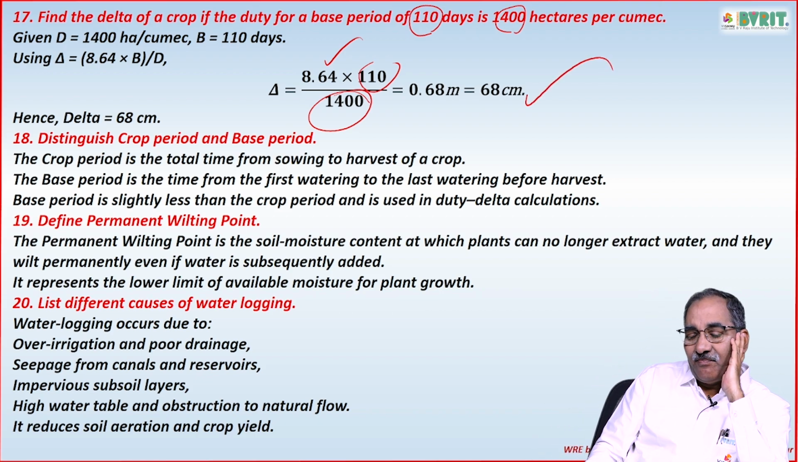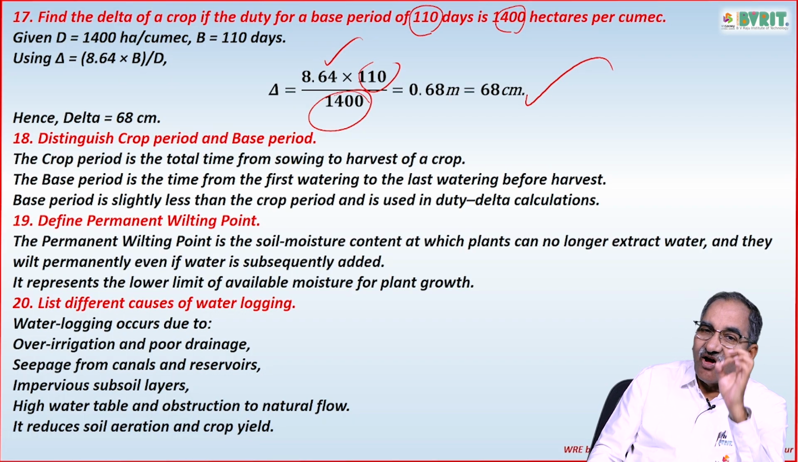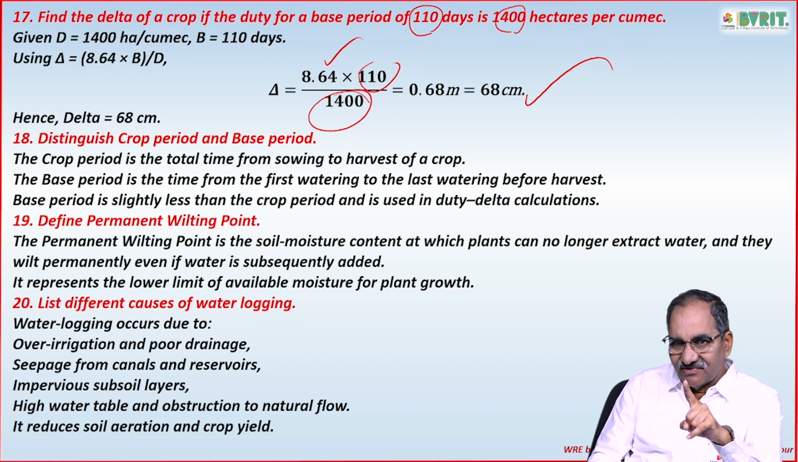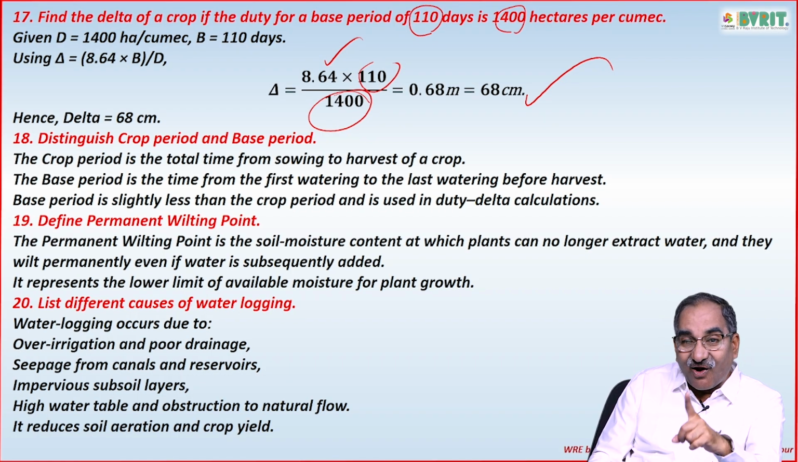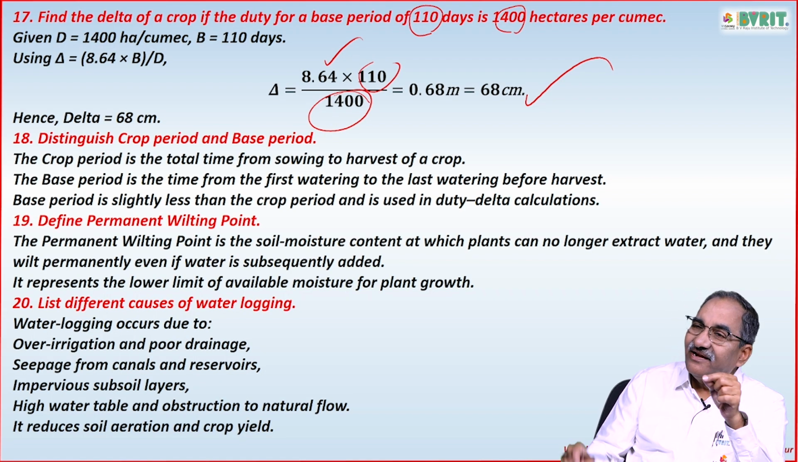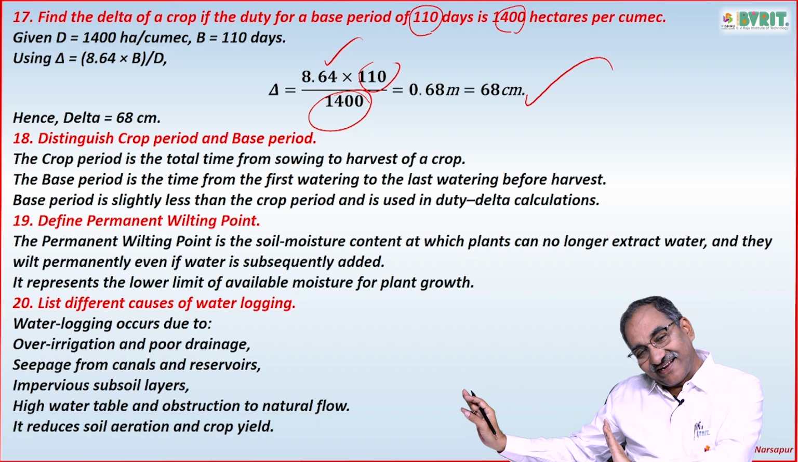Distinguish between a crop period and base period. Crop means don't bring water into the picture. Crop means crop, that means plant. That's all. Whereas base means only water. Don't bring crop. When you are talking about crop period, think about crop. When you talk about base period, think about water.